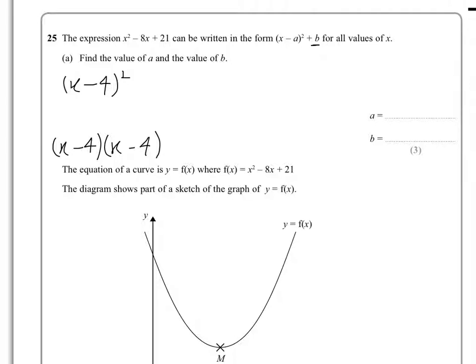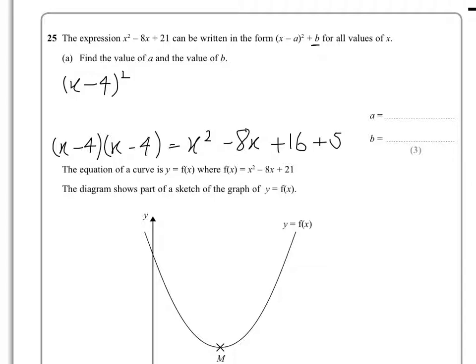Well, x multiplied by x would give us x squared. Then we'd get minus 4x minus another 4x, so that would give us minus 8x as we're hoping for. And then the final two multiplied together, minus 4 times minus 4, would give us plus 16. Now obviously we need the end term to be 21. So in order for the end bit, 16, to be 21, we would need to add a further 5.